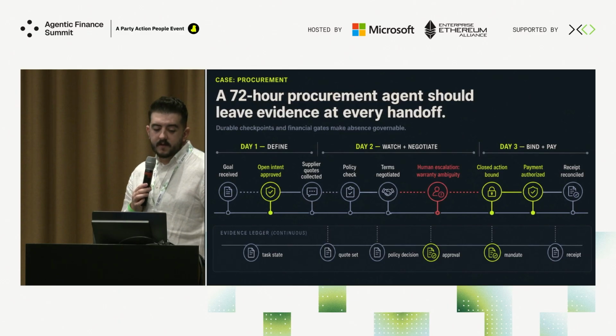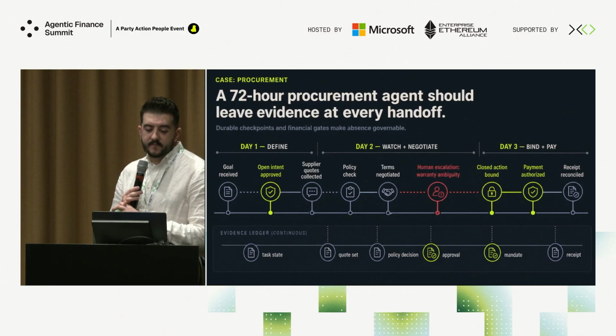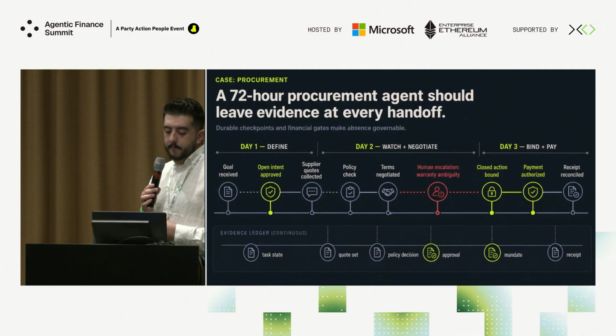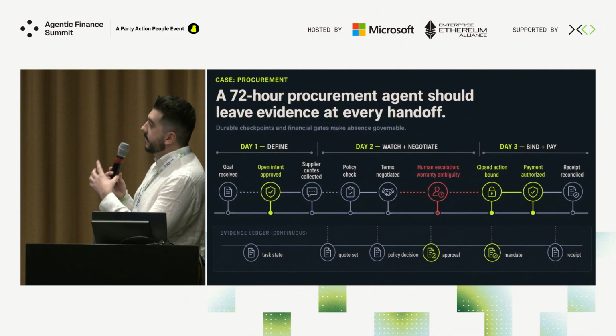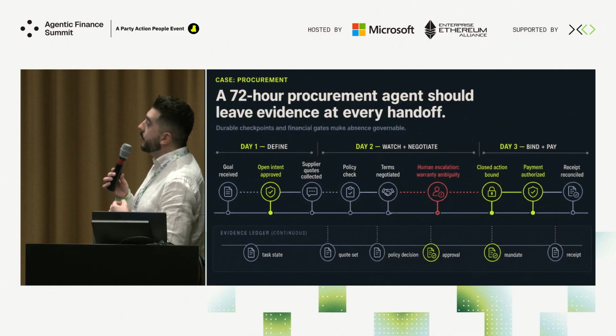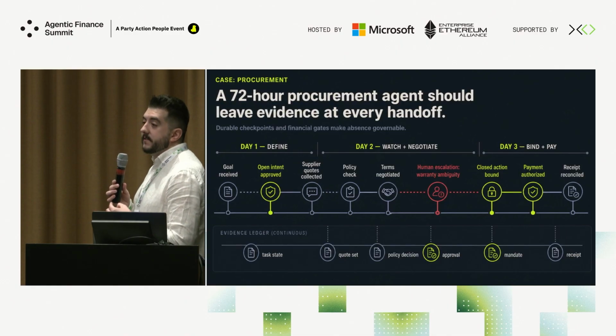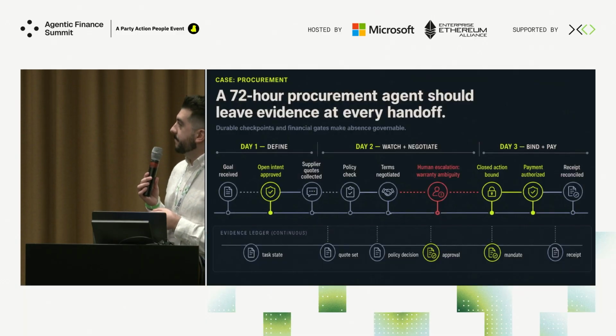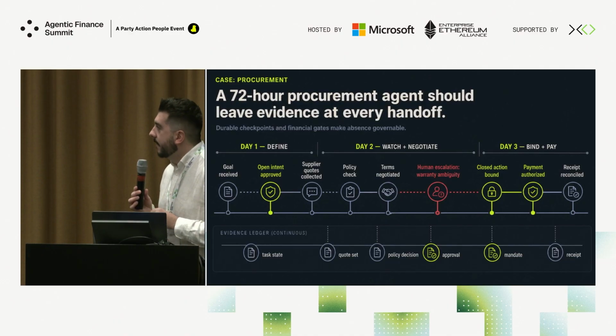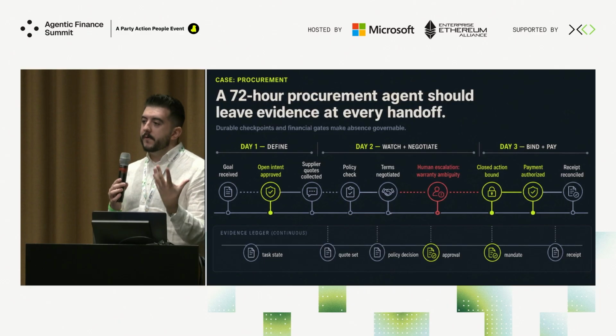So you see different steps: goal received, supplier codes collected, policy checks, terms negotiated, and if needed, the agent stops at some point and does a human escalation, asking what the next step should be in an ambiguous situation, whether a human should guide and steer the model in the right direction. And then finally, there's a closed action bound, payment authorization, and receipt reconcile. So this is a typical timeline for a procurement agent.